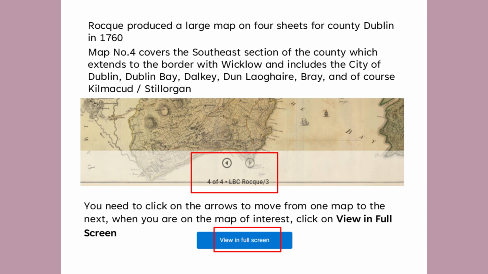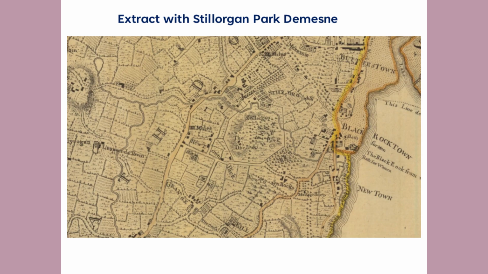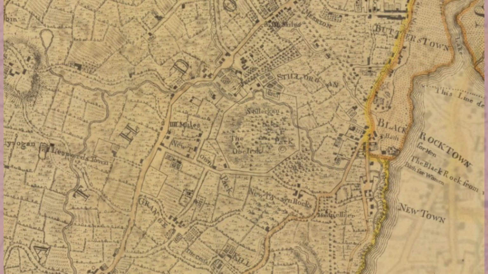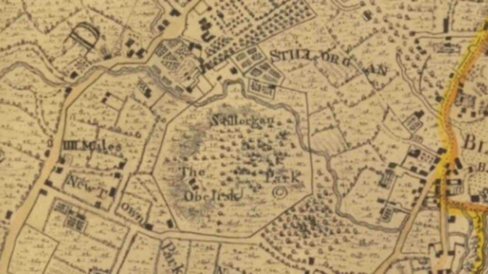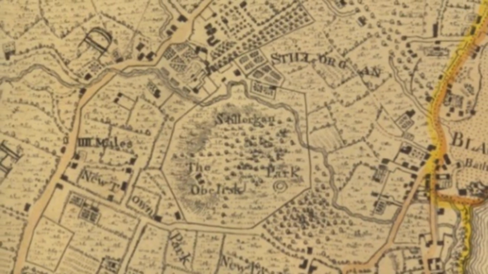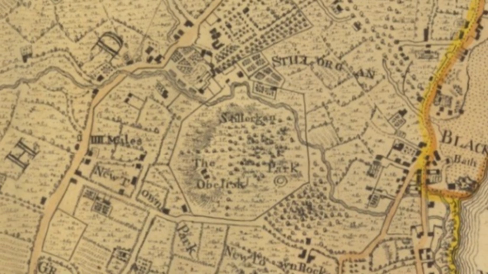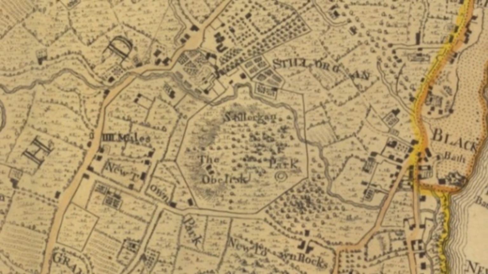When you've moved along on the arrows to get to map number 4, then you click on View in Full Screen, and then you can zoom in on the actual map of the part of Dublin that you're looking at. So it does give quite a bit of detail there. So Rocque's map proposed to show, among other features, main and crossroads, lanes, paths, hedges, hills, bridges, brooks and ponds, gentlemen's seats and houses.